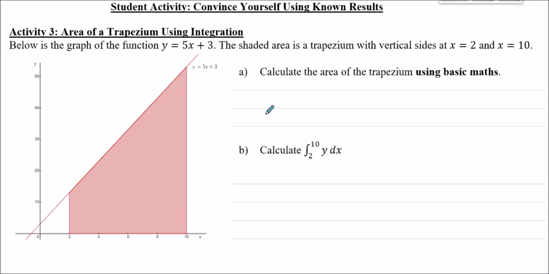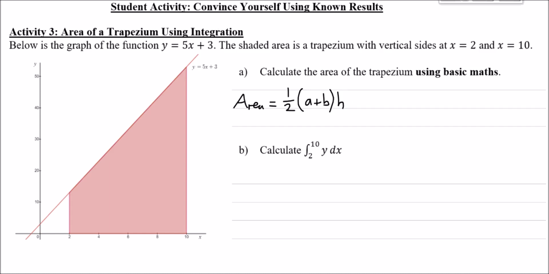The third one, slightly harder, but not too bad, area of a trapezium using integration. So I've made this trapezium by thinking of a function y equals 5x plus 3, and I put the limits x equals 2 and x equals 10. So calculating this trapezium using basic maths, well, the area of a trapezium is half, then add together the lengths of the two parallel sides, so call that A and B, and then we multiply by the height.